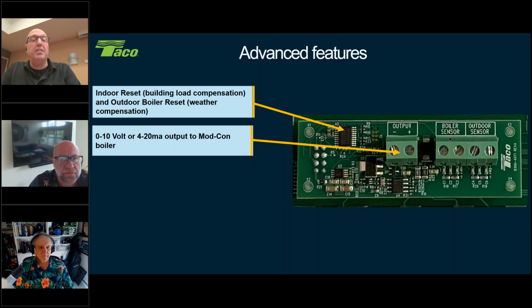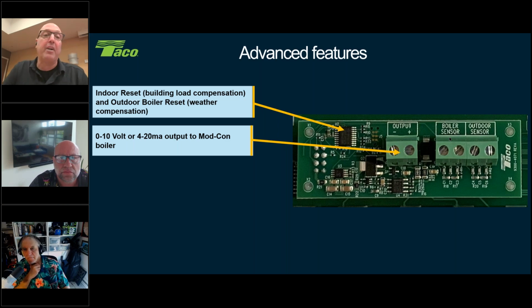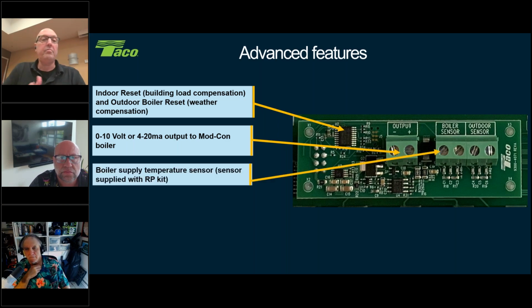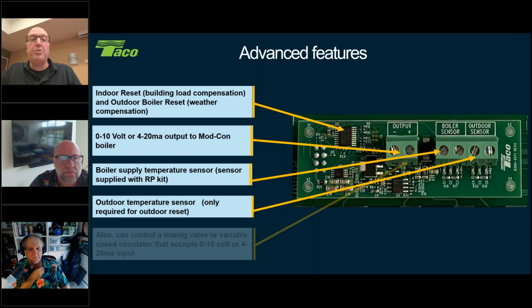Also, what we have built in here is that if you had a system that was looking for 4 to 20, you do not have to put the resistors on. It'll recognize either way and send the proper control signal back and forth. Like I said, you already got your boiler sensor. There's my outdoor temperature sensor.